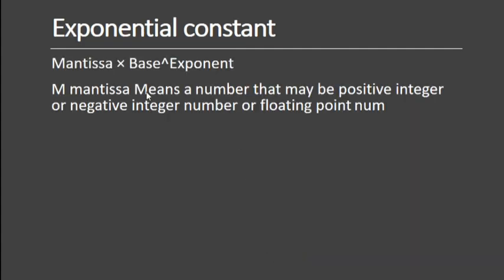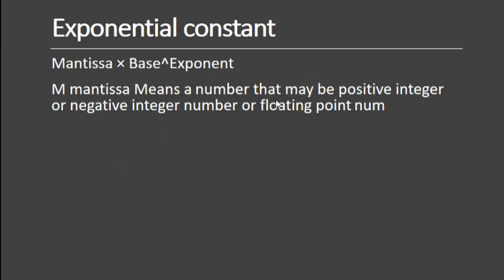Next we are going to see exponential constants. Here an exponential constant means the syntax of the declaration is mantissa, base and exponent. For example, just now written, 2.5 into e to the power of minus 10. So this is nothing but an exponential value. Basically, it is base 10. This is nothing but the mantissa.